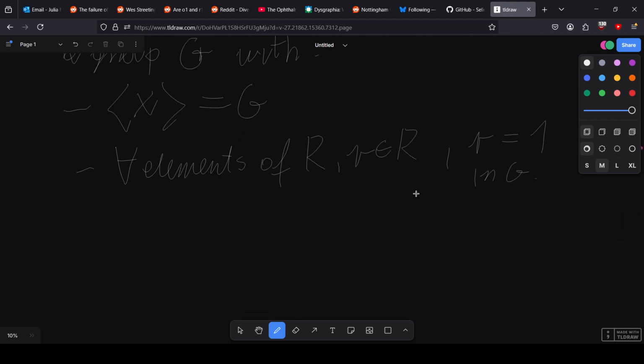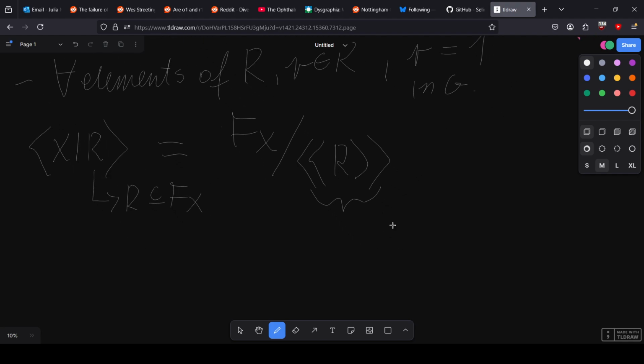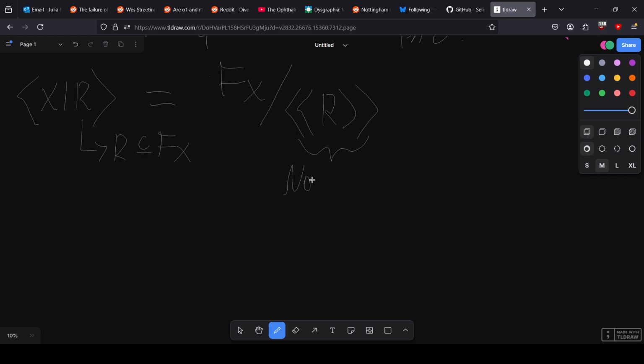The more direct definition is that the group defined by X given relations R, which, by the way, R is some subset of the free group on X, is equal to the free group on X quotient the normal subgroup generated by R. This is usually written like this. There are quite a lot of different notations for this. I've seen, for example, this being written as the normal closure of R.